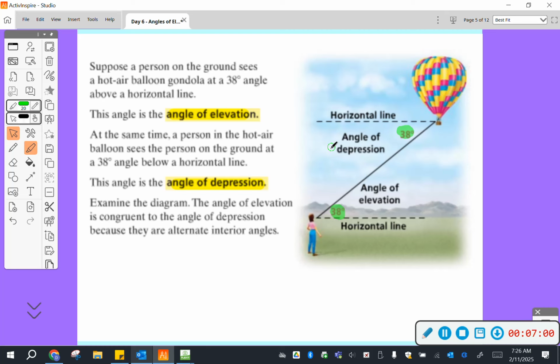What's the key thing I need you to remember about these? They are measured with the horizontal line. The reason people mess this up is because they sometimes like to put it with a vertical line. And we'll talk about that in a second.